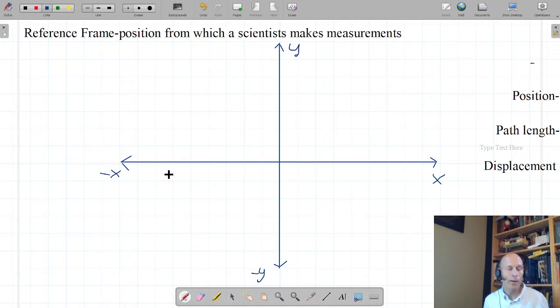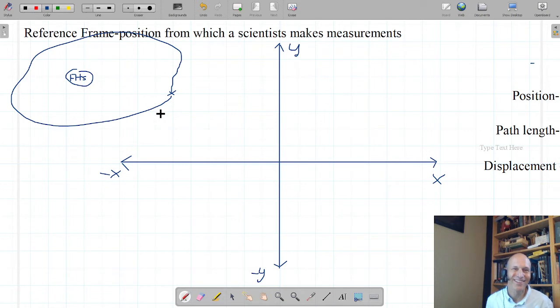Now, when we talk about position outside of science class, we're pretty loosey-goosey about it. You might be trying to tell people where your house is, and you'd say something like, well, FHS is here. My house is 2 miles away. And you're thinking, well, it's 2 miles away to the southeast. When you say 2 miles away, of course, people who are listening to you don't really know where your house is.